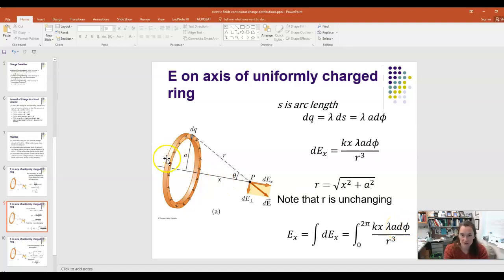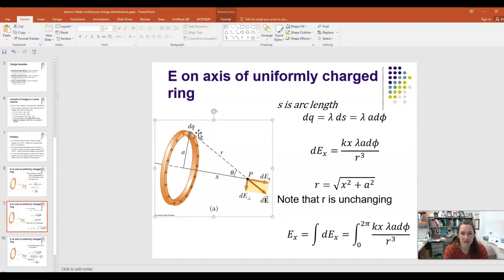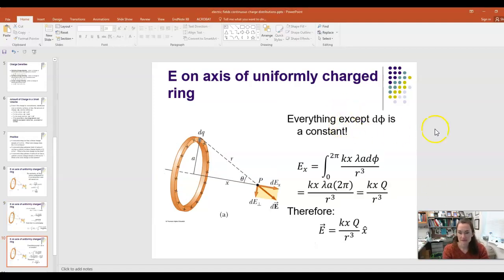How does it vary? Well, if I call my angle phi 0 at the top of the circle, and then I swing all the way around, what's going to happen is phi is going to change. It's going to vary from 0 to 2 pi, right? It's going to go from 0 to 360 degrees. It's going to come all the way around back to where it started. And 360 degrees is 2 pi, right? So I'm going to write that. I'm going to integrate from 0 to 2 pi kx lambda a d phi over r cubed. What's changing is d phi. Okay, that's my setup.